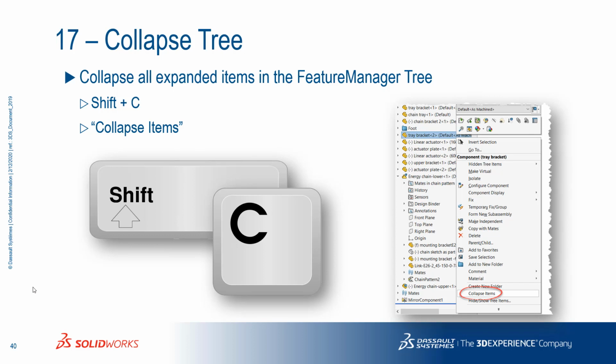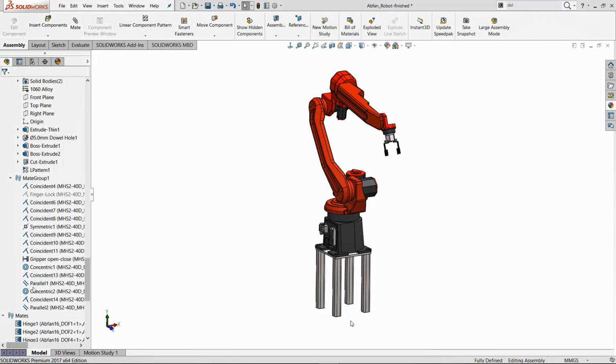Collapsing the tree. You guys are probably working with very large assemblies, right? And your tree gets pretty messy. You have a lot of sub-assemblies and sub-assemblies and sub-assemblies, and your tree gets very long. Well, instead of scrolling all the way through it, I suggest using Shift-C or the command for collapsing the tree to make it all nice and neat again.